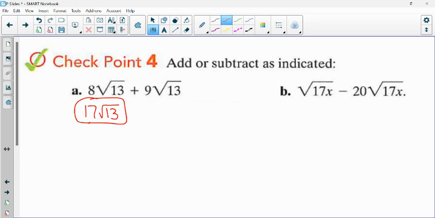For b, what number is really in front of that radical? A 1. So our radical is going to stay the same, square root of 17x. And our coefficient will be 1 minus 20, which is, anybody? Maybe? Negative 19. So we end up with negative 19 times the square root of 17x. Okay, so if you have like radicals, those are pretty straightforward.